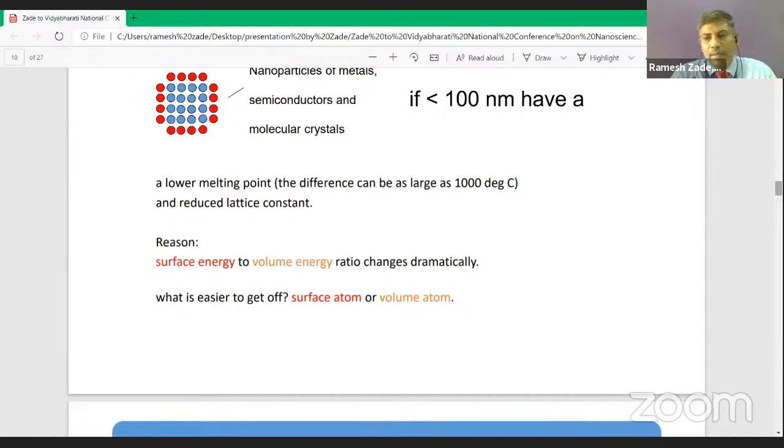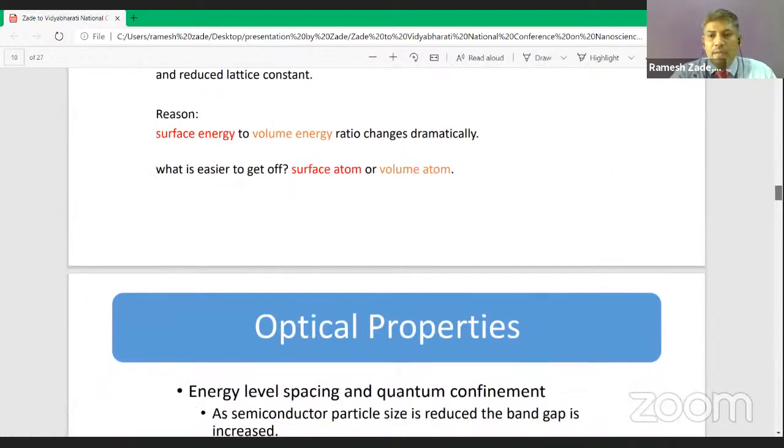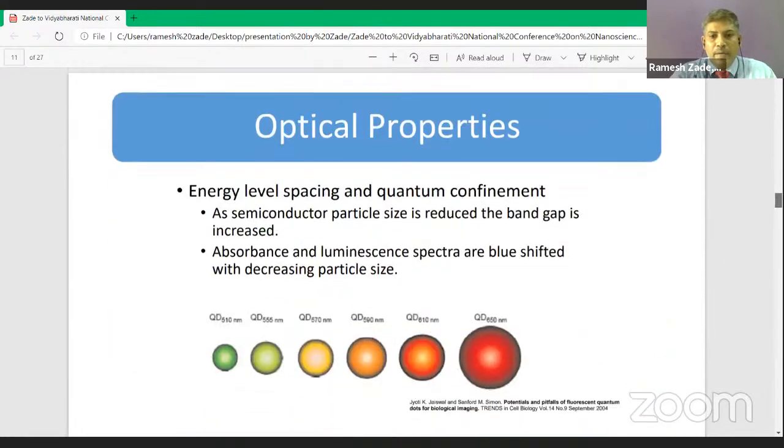I'm taking the example of tungsten. Everybody knows this material was present in the bulb. This tungsten has an actual melting point around 3000 degrees Celsius. But if you make a tungsten nanoparticle, it can sinter around 700 to 800 degrees Celsius. So this is the beauty of nanoscience and nanoparticles. There is a substantial decrease in the melting point.